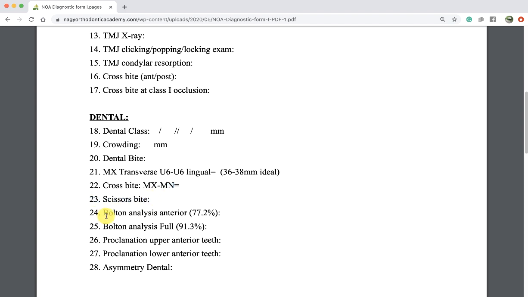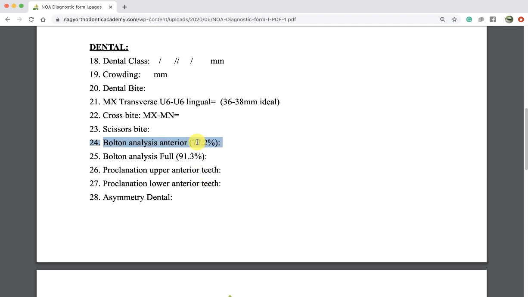That comes right here: Bolton analysis. Number 24 would be the Bolton analysis. The anterior ideal is 77.2. The Bolton analysis full arch is 93.1. Whenever you do your Bolton analysis, you're going to have a value there, and you just put it there, and you put the values here, and it's going to tell you if your case has Bolton problems, for example if the laterals are too small.